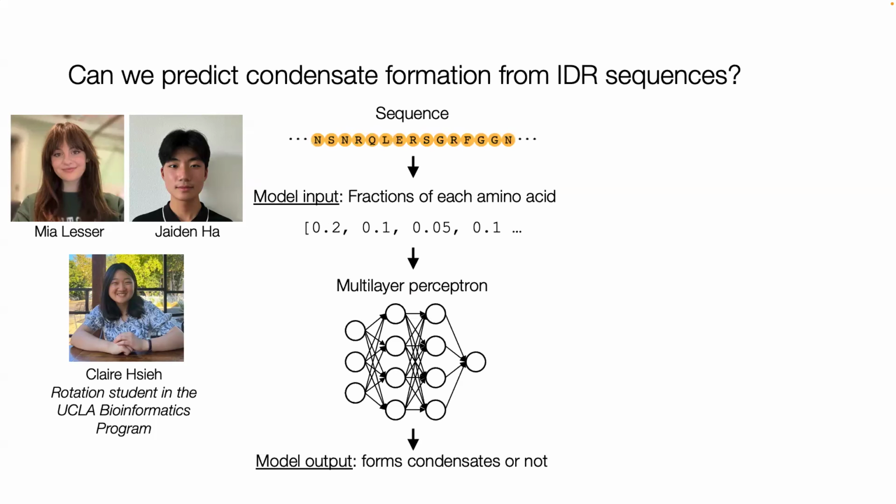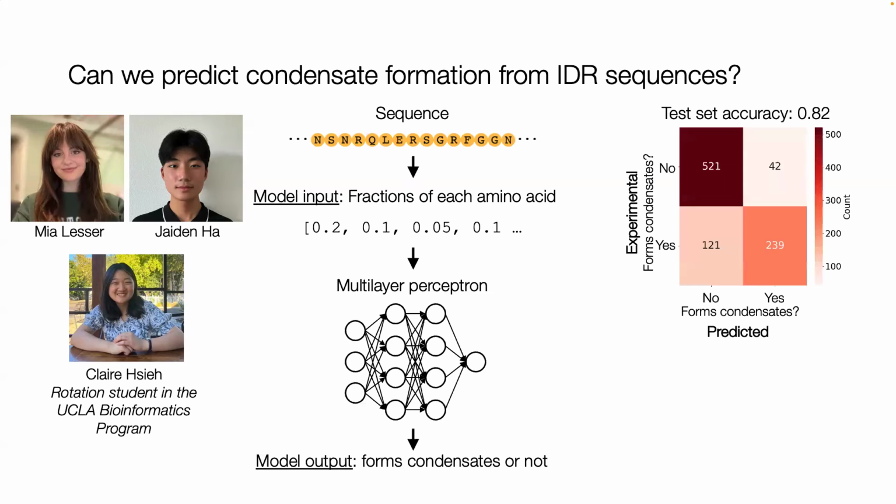She's taking our protein sequences and encoding them in just the simplest way possible. So basically taking our sequences and encoding them as a length 20 vector that tells us the fractions of each amino acid. So this is just considering amino acid composition. And she's built a super simple deep learning model, a multi-layer perceptron, which will then take this input and predict whether a sequence forms condensates or not. And from this super simple model, she's actually already been able to get to about 82% accuracy, which is pretty remarkable from such a super simple model.